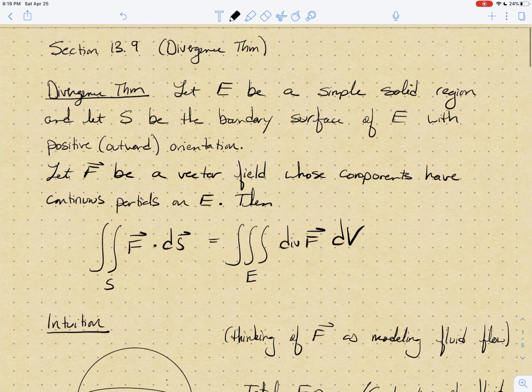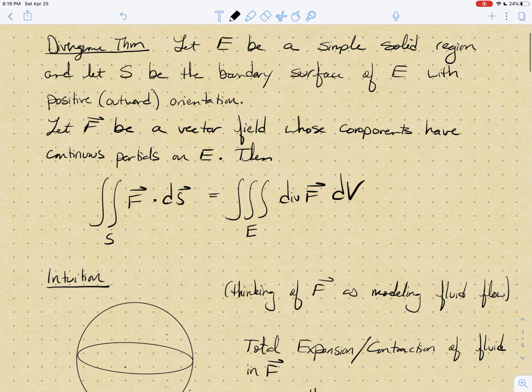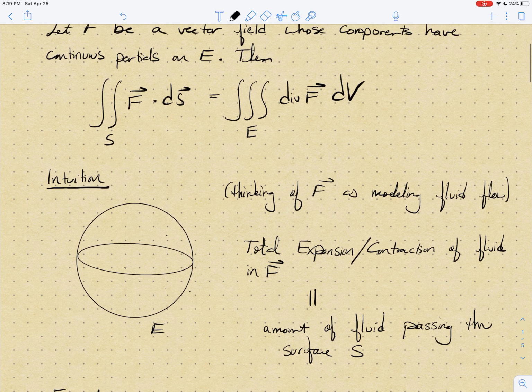I wanted to give you a little intuition behind this result. I actually find that this one somehow makes sense to me. Let's think of our solid as a sphere, that was one that I could draw. Keeping in mind, we've got our vector field F, and there are vectors flying around everywhere in here. And we're thinking about F as modeling fluid flow.